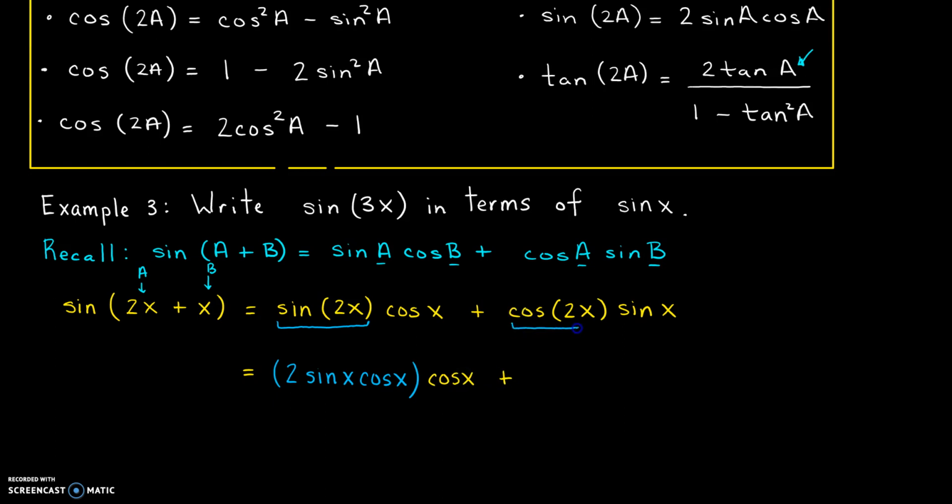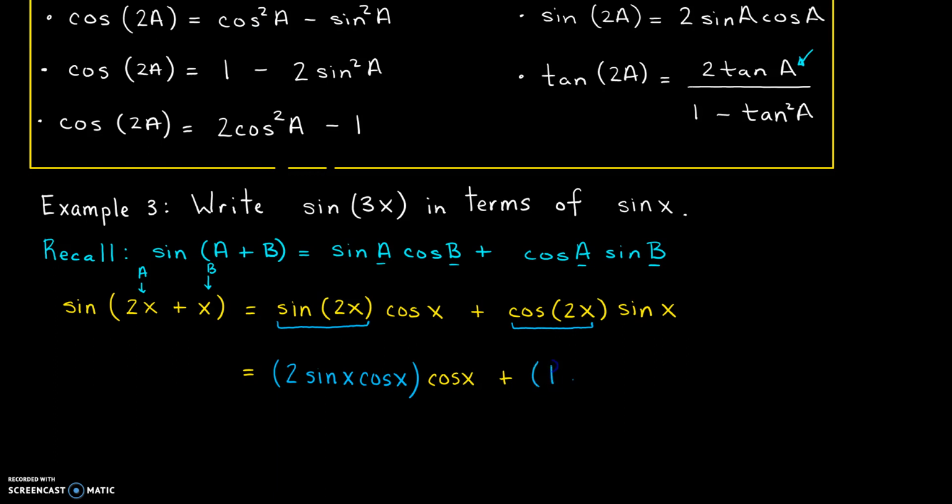So cosine of 2x. Now I have some options here. I can use cosine squared of a minus sine squared of a. That would be fine. I could even use this one, and in fact I'm going to choose this one because this one only has sine squared a involved, which is what I'm trying to get to. This one has a cosine in there, so I'd be introducing another cosine squared, which I don't want to do. You could pick any of those three; I'm just going to pick the second one.